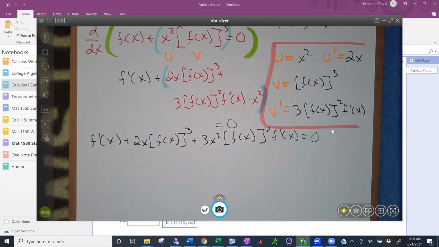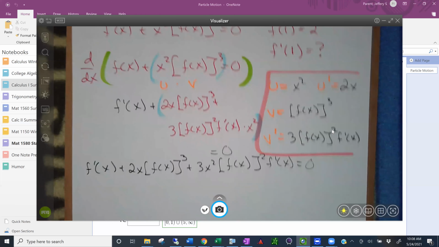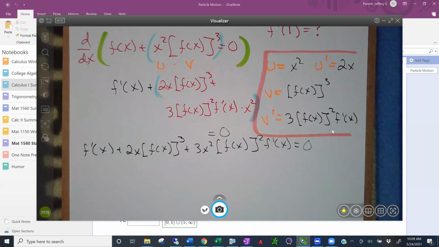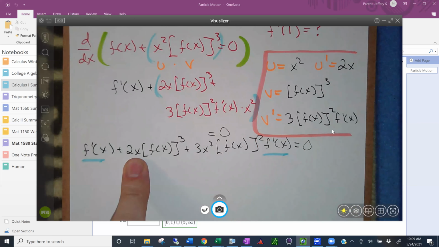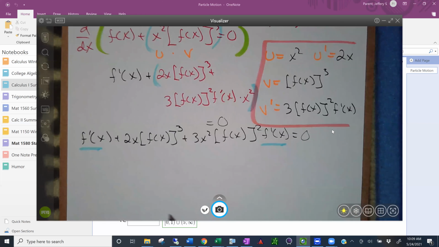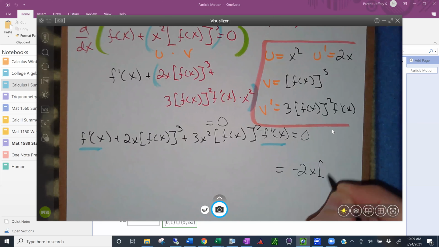Now our goal is to solve for f prime of x. That way we can calculate f prime of 1. So everything that has an f prime in it, I want to keep on the left-hand side. So that would be this and this. So that means this term is going to go over to the right-hand side. When it goes over to the right-hand side, it's going to switch signs. So negative 2x f of x cubed.